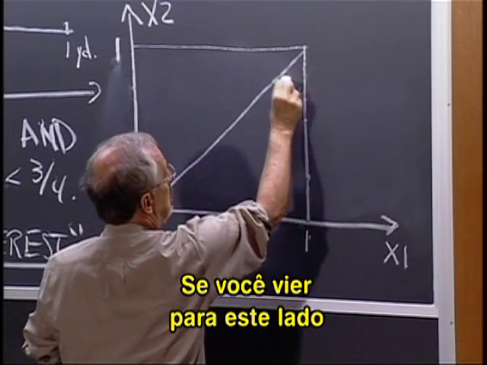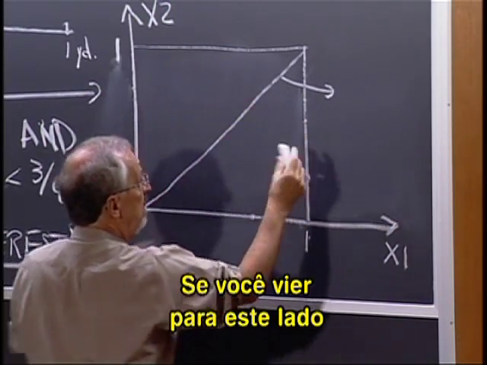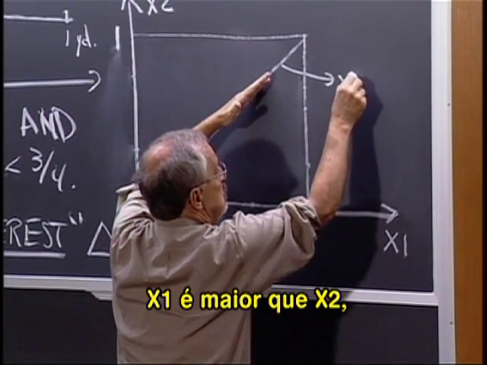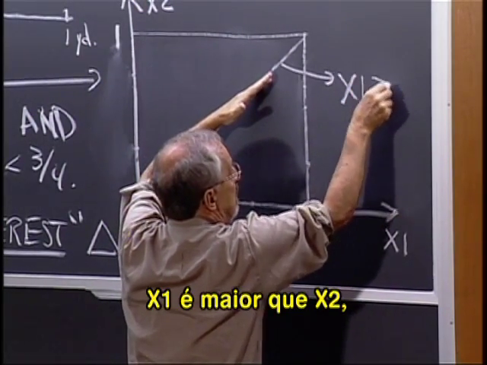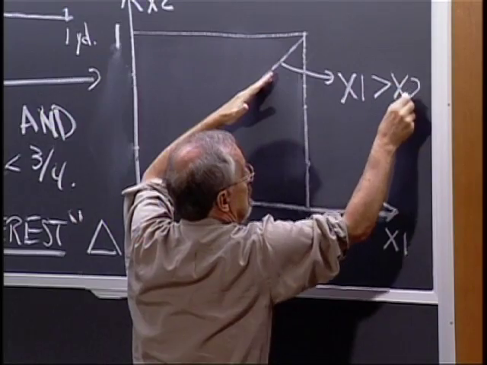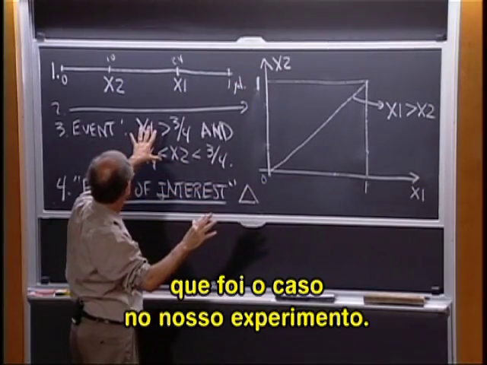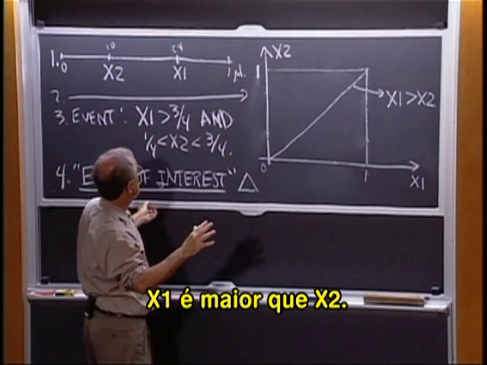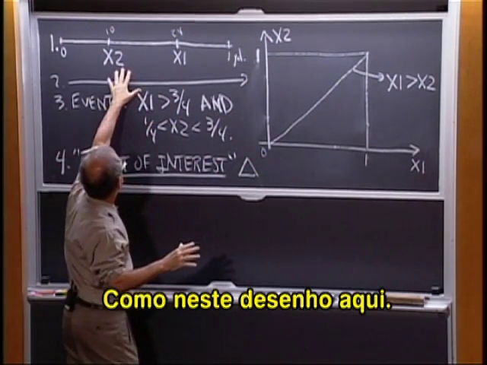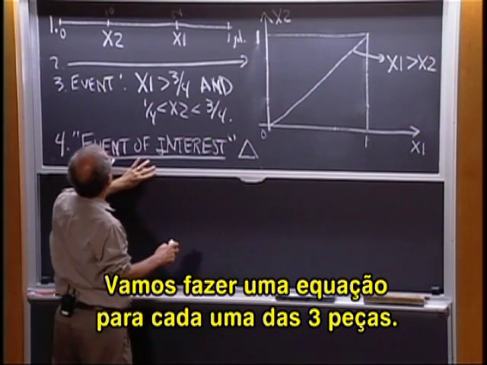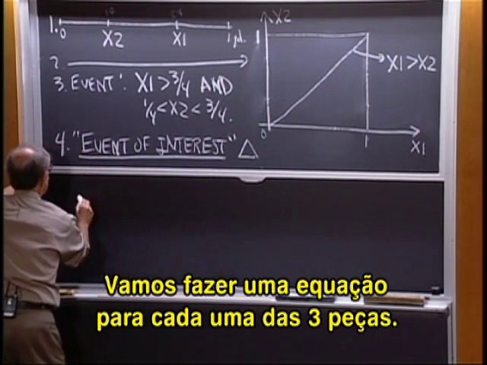If you go to this side of this 45-degree line, you find out that x1 is greater than x2, which is the situation that we found when we did our experiment. Okay, so x1 is greater than x2, just as we have in this drawing right here. So what we need to do is write an equation for each of the three pieces.